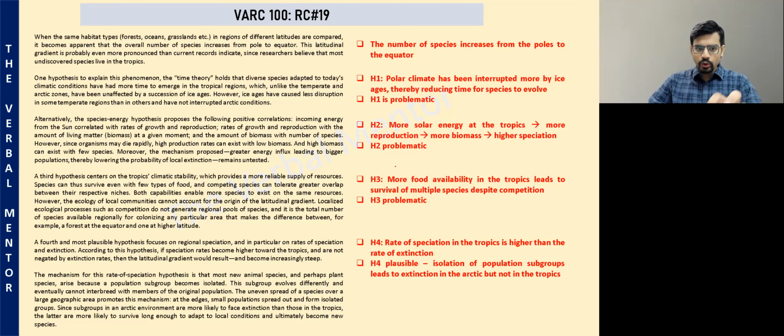He tells us that isolation of a population subgroup in the Arctic region will lead to extinction of the same, but it will not lead to extinction in the tropical regions. So if a small population of a particular species gets isolated in the tropical region, it will survive and it will adapt to the climatic conditions, thereby evolving as a new species altogether. That is the reason behind the higher number of species in the tropical regions. So, a nice passage and an easy read as well.